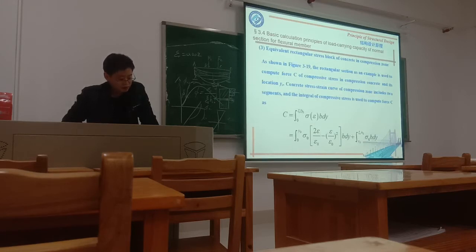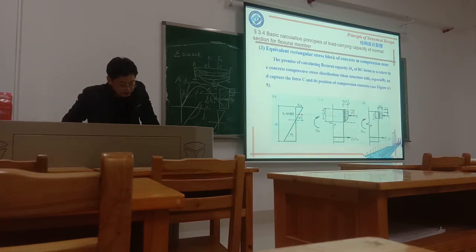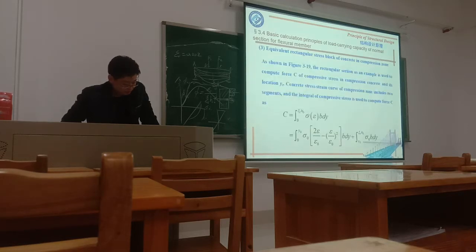From zero to this kc h0. What's kc h0? It is the height of the compressive zone. But the height of the compressive zone can be divided into two parts: one part is this curve, and one part is this constant value. So for this integral, we divide it into two parts, from 0 to y0, and from y0 to kc h0.